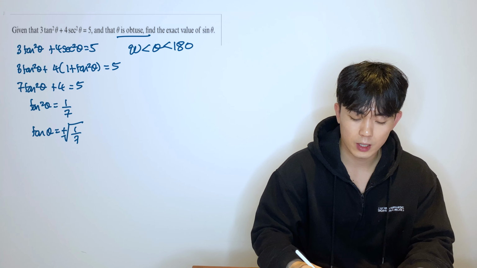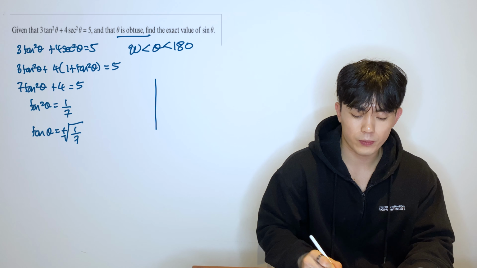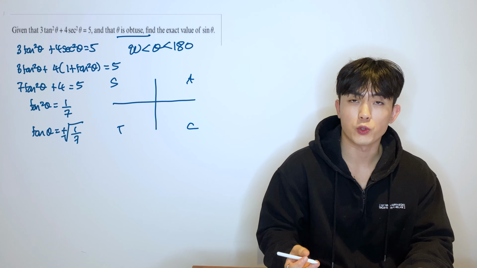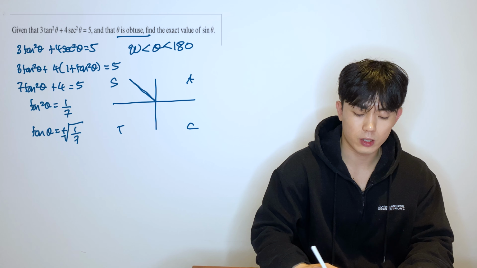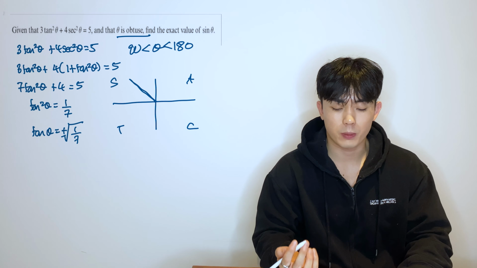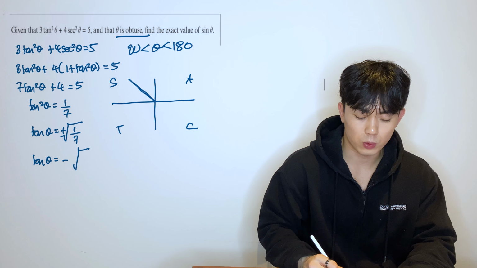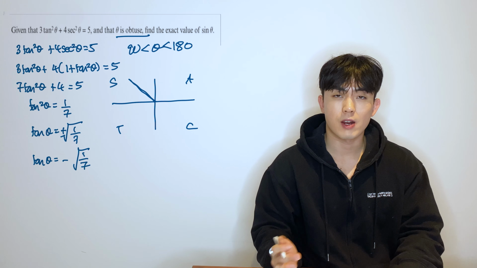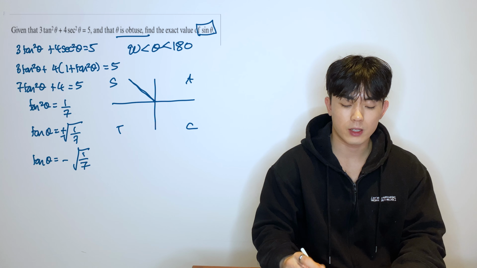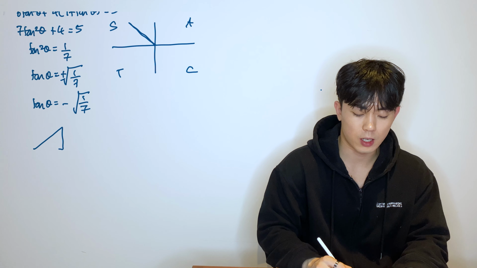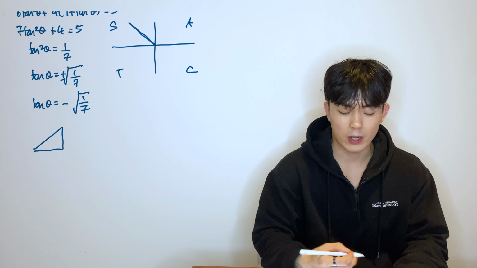So we draw this CAST diagram, CAST. We know that it's an obtuse angle, so it has to be in the S section, which means that only the sine term is positive. So this tan theta, in fact, is going to be equal to negative root 1 over 7. Right, from here, we need to find the sine value, right? So I'm going to use the right angle triangle method. You can use the identity method, but I found this is a bit easier.